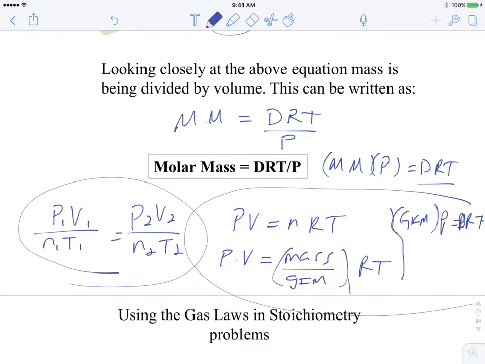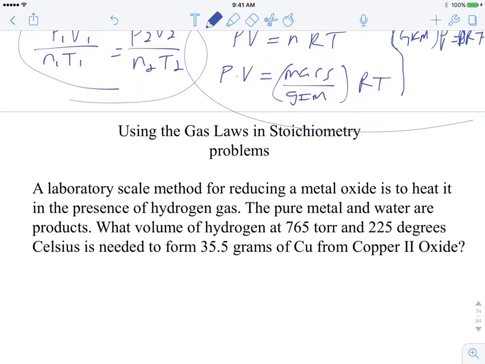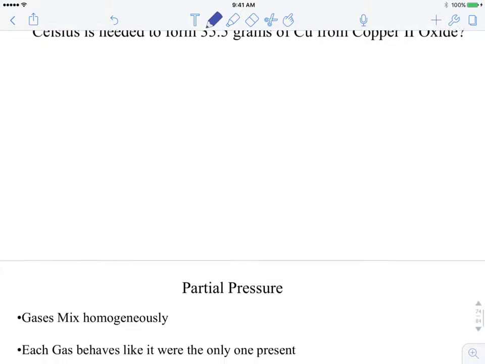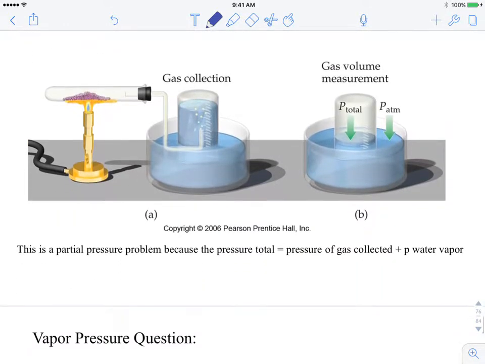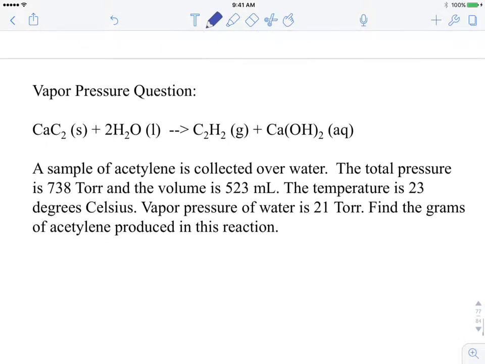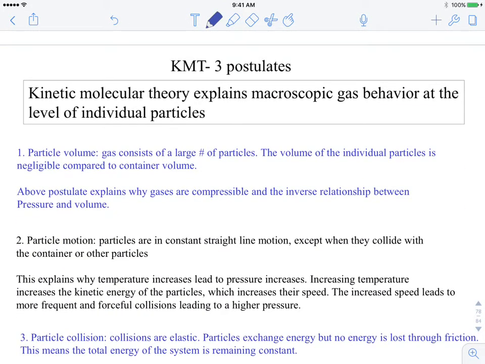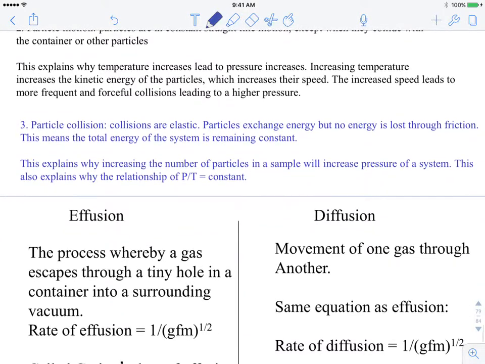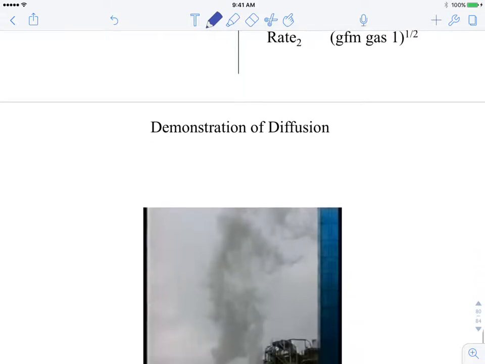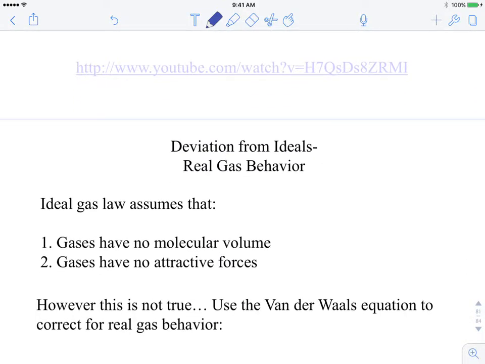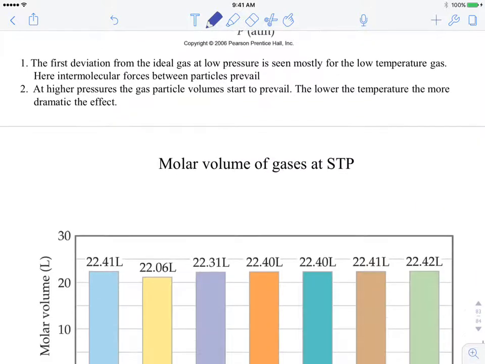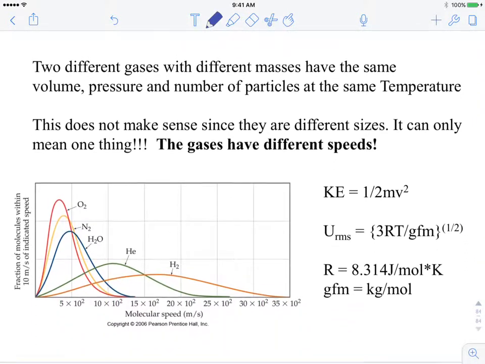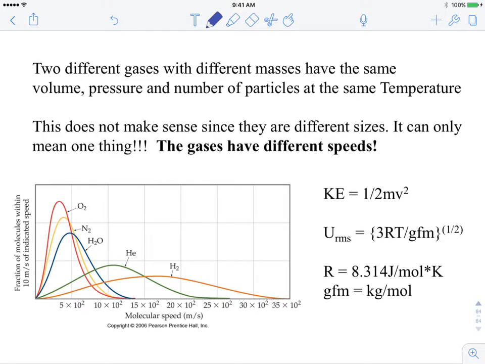So what we're going to do next time is talk about gas laws and stoichiometry problems. This we might actually do in class, but I'll also talk about it on the video. We'll do some partial pressure problems and relate that to vapor pressure when we collect gas over water in a lab, and we'll do a problem on that as well. Then, now that we've seen the math behind this, we'll go back to the idea of what kinetic molecular theory actually is, what it says about gases and how gases move, a quick demonstration on diffusion and effusion, and then what gases do under real conditions, what molar volume looks like, and how different gases move at different temperatures.